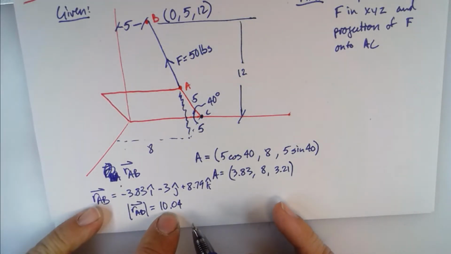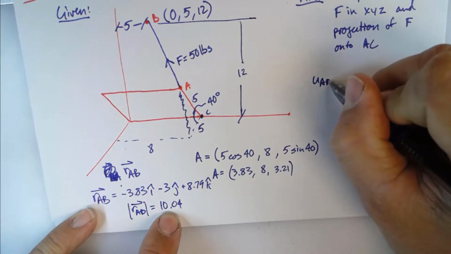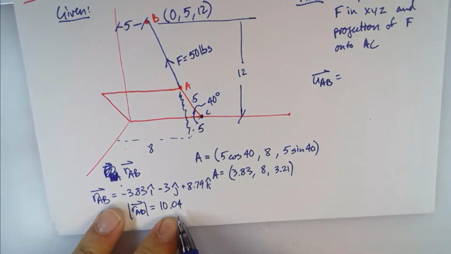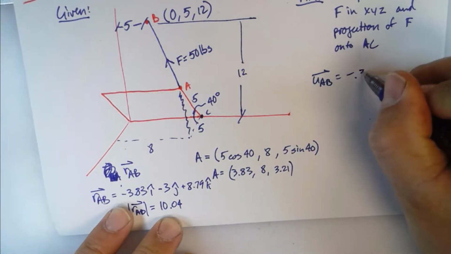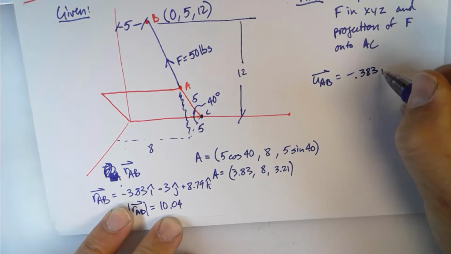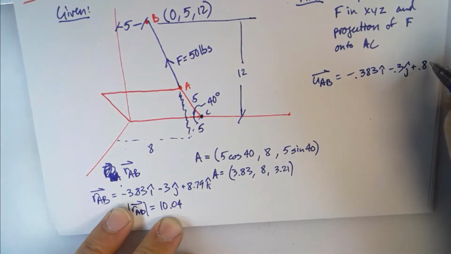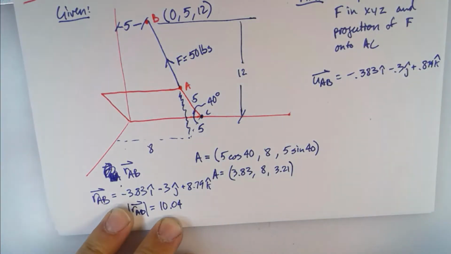So our unit vector, now that we have the magnitude, to find the unit vector of A to B, I'm just going to take RAB and divide it by its magnitude. I'm just going to round it to 10 as the magnitude. It seems darn close to 10 to me, 10.04, and that lets me do the division in my head, okay? So I'm going to say the unit vector is negative 0.383 i hat minus 0.3 j hat plus 0.879 k hat. Right? So I'm just dividing each of the individual pieces by 10. Everybody happy with that?